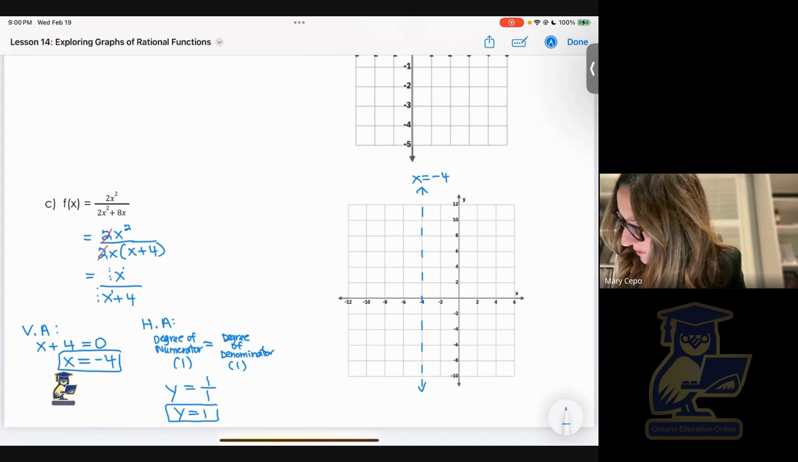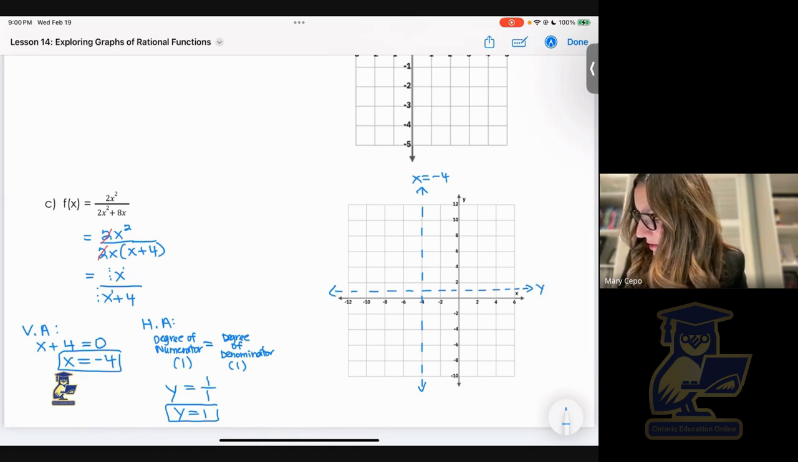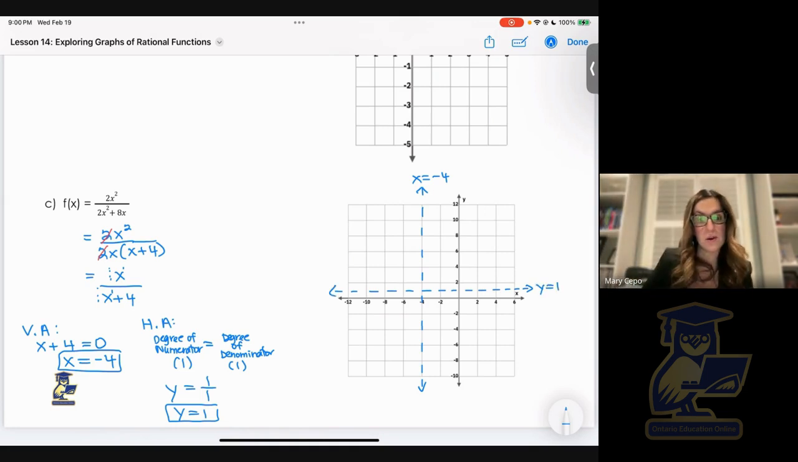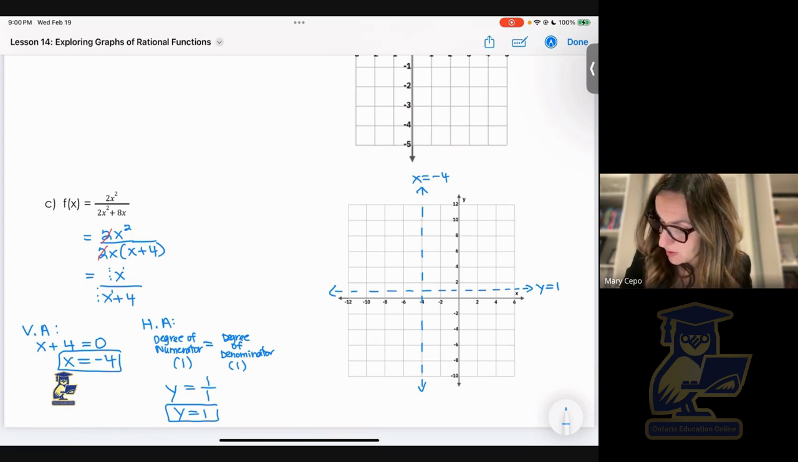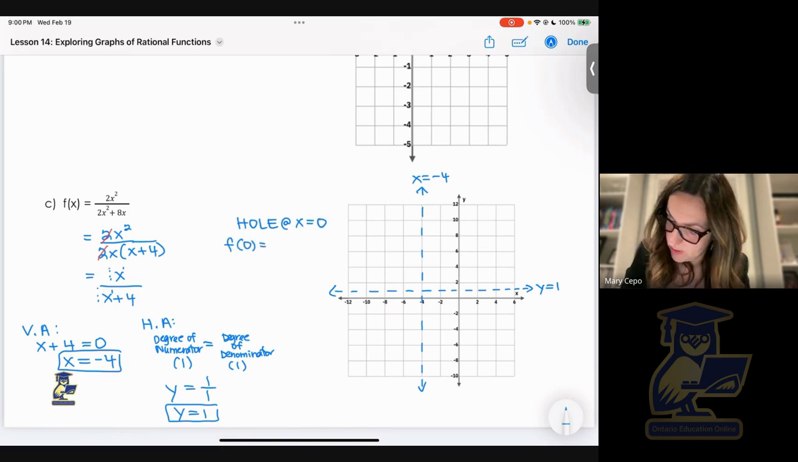So that means we have a horizontal asymptote at y is equal to 1. So we're going to draw ourselves a horizontal asymptote, y is equal to positive 1. And that's going to help us sketch what this curve is going to look like. The other property we're looking at is any holes. Now, if you see here, we factored an x squared divided by x, there was an x there. So there's a hole at x equals 0.